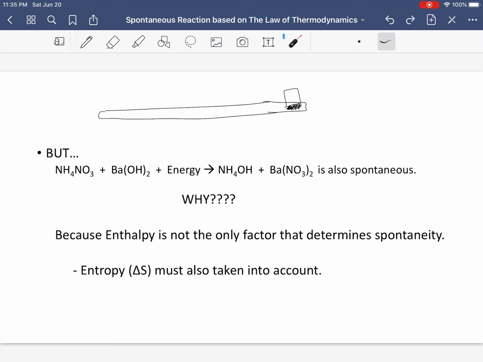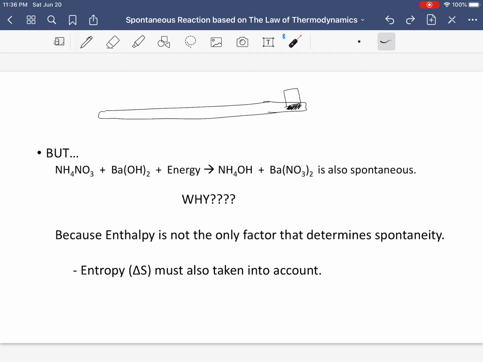Well, the answer is very simple. The answer is I didn't tell you the whole story back in the days. Back in January, I only told you half the story. The other half is right here. Enthalpy is not the only factor that determines spontaneity. There's one more factor, and that's called entropy.